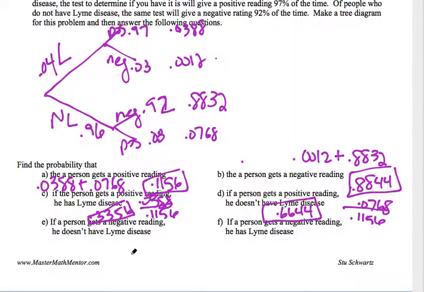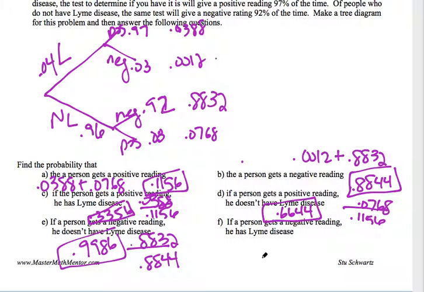Okay. Person gets a negative reading, doesn't have Lyme disease. So my denominator, 0.8844, doesn't have Lyme disease. And my numerator, 0.8832. Because it's negative and Lyme's. So negative and Lyme's disease. Negative reading, sorry, negative and doesn't have Lyme disease right here. And that is 0.9986.